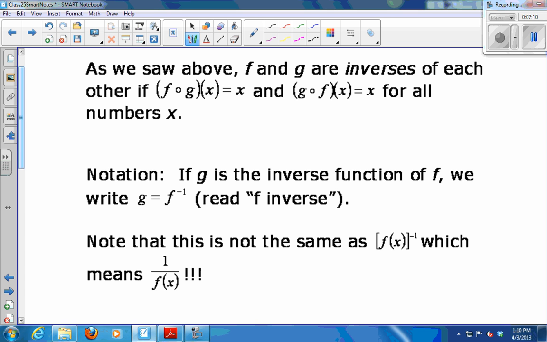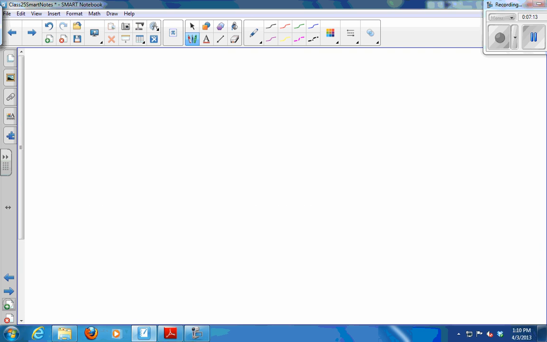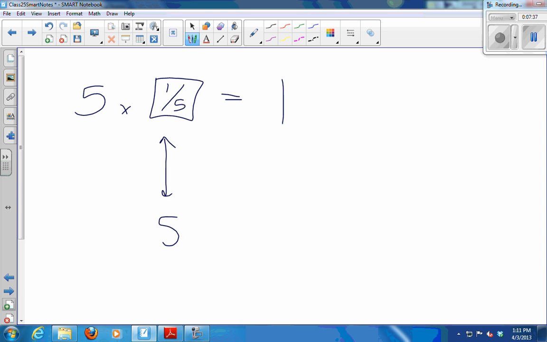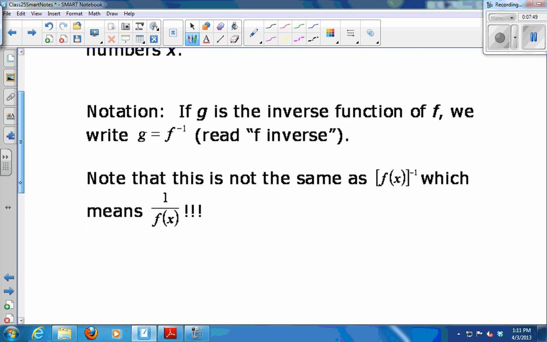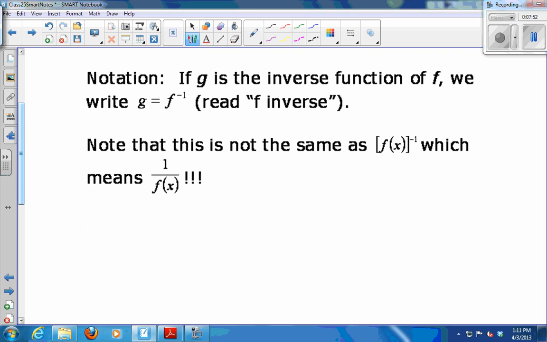It's related to multiplicative inverse. So I'll do a quick aside here. What do you multiply 5 by to get 1? 1/5, right? These two numbers are called multiplicative inverses, numbers that you multiply together to get 1. So 1/5 is the same thing as 5 to the -1. They're using this notation from multiplicative inverse and applying it to functions. But in this case, it does not mean 1 over f.